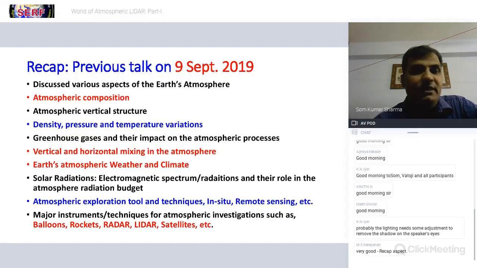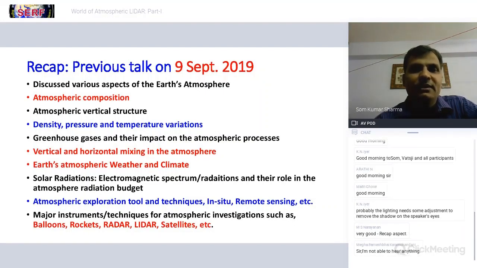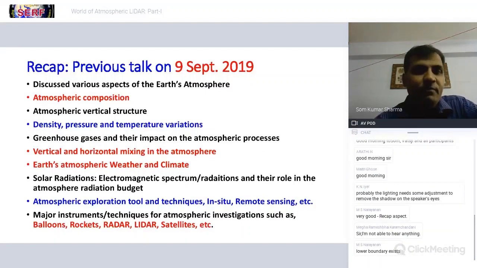Vertical and horizontal mixings in the atmosphere, because as I described, there is no physical boundary in the atmosphere, neither in the vertical direction nor in the latitudinal or longitudinal, or you can say lateral, direction. There is no boundary in the atmosphere. So the vertical and horizontal mixing of different species and processes becomes very important.